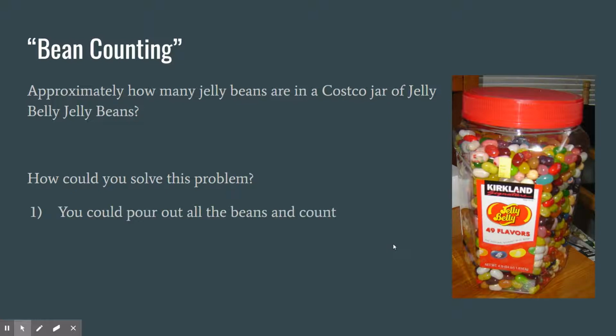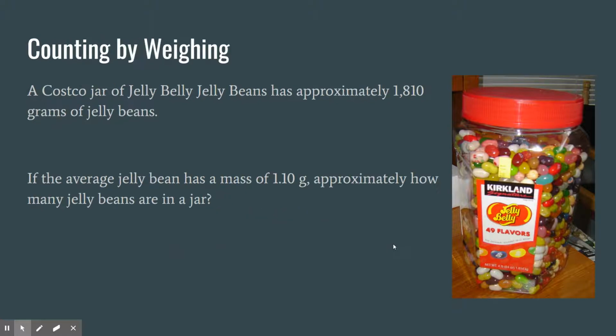Now, the first way I could think of is to just take all the jelly beans and pour them out and start counting. It'll take you a few minutes, but you can probably get that done. The second way that I can think of doing it is by weight. If I look carefully at this jelly bean jar, you'll see that it has approximately 1,810 grams of jelly beans, and that's on the label. I can look up the average mass of a jelly bean, and it turns out that it's about 1.10 grams. Knowing this information, I can now calculate a rough estimate, an approximation of the number of jelly beans in this jar. And this is going to be done using dimensional analysis.